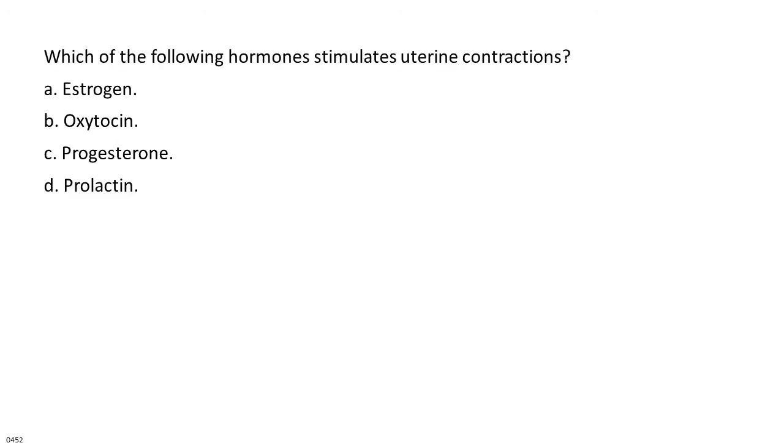Which of the following hormones stimulates uterine contractions? A. Estrogen. B. Oxytocin. C. Progesterone. D. Prolactin.